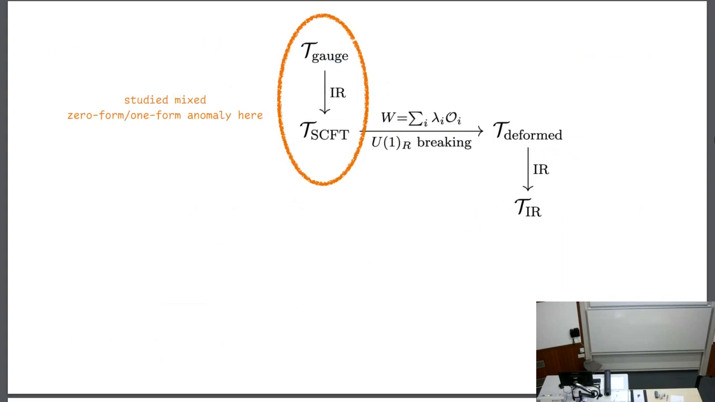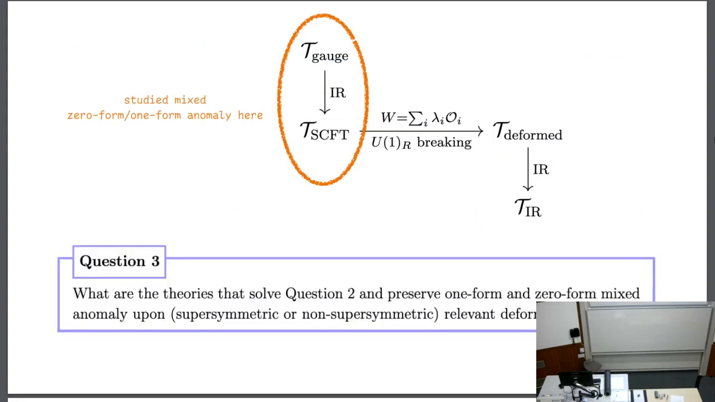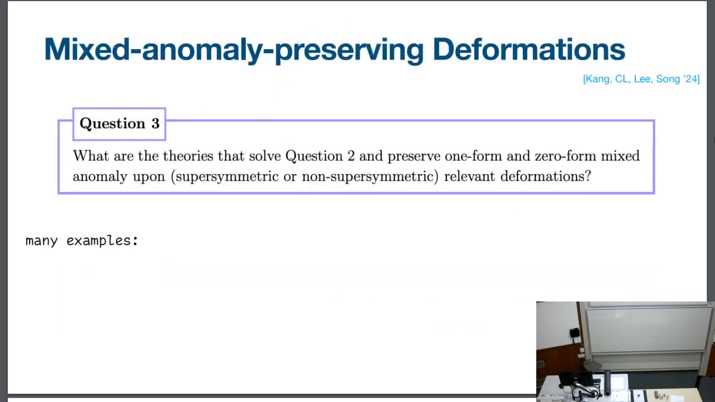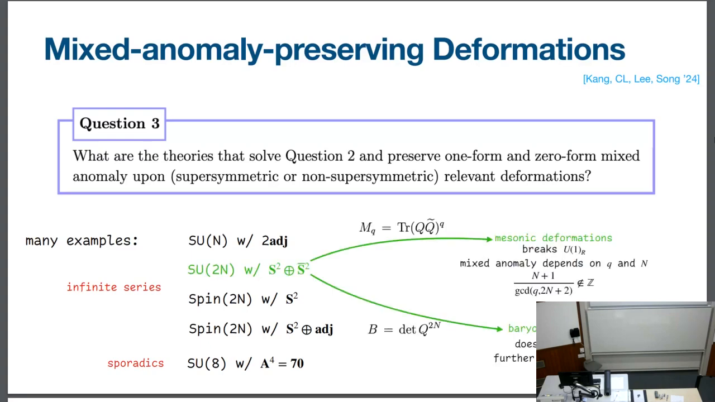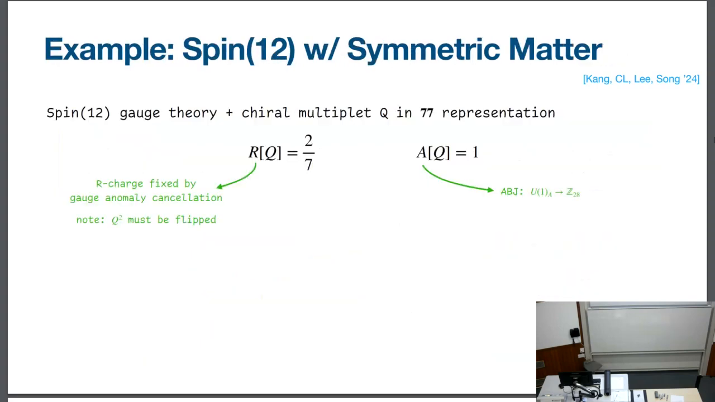Okay. So we covered this part of the story, and now we ask the third question. What are the theories that solve question 2 and preserve the anomaly upon supersymmetric deformation? There are many examples. There are a bunch of infinite series, and some sporadic examples. We explore all these in the paper, so I won't dwell on it. For this example, there are two kinds of deformations, mesonic and baryonic. In this case, you break the U(1)_R, and you have a mixed anomaly, which basically depends on the power here. So these are examples where you can say something about the infrared phase, and it's not a CFT.